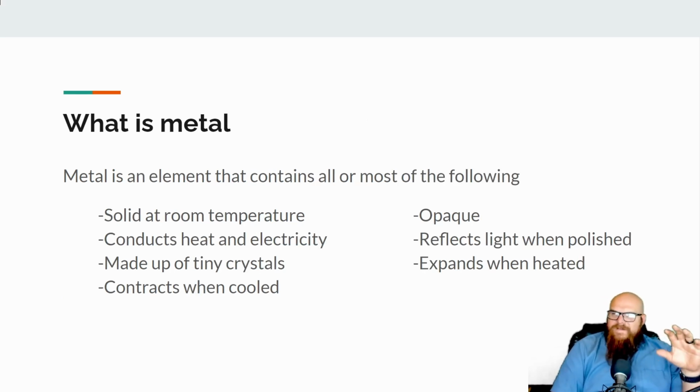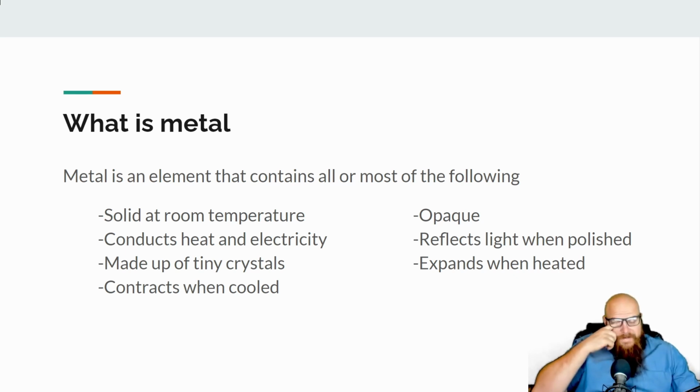When we think about things that are metals, because it's not just mild steel that we use, things that are metals are going to contain most of these following properties. One, it's going to be solid at room temperature. So if we're at room temperature, which is I think around 75 degrees, that metal is going to be solid. There are some metals that actually are not solid at room temperature.